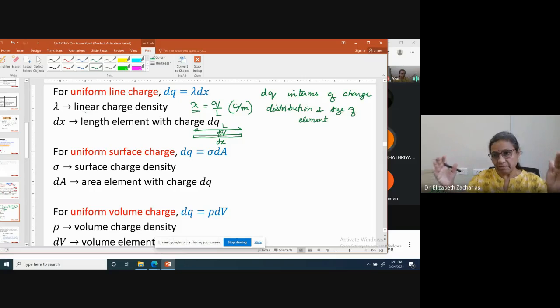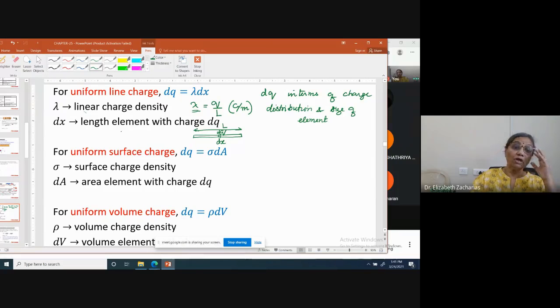I know the cost of 10 pens. Each pen costs something. So I know the total cost of 10 pens. I want to know the cost of 2 pens. So what is the first thing I will do? I will get the cost of 1 pen. That is your lambda. And then I want the cost of 2 pens. So that will be dq, and 2 is like your dx. Therefore, I will simply say that my dq, the charge present in dx, is dq equal to lambda into dx. Cost of 1 pen into the number of pens.